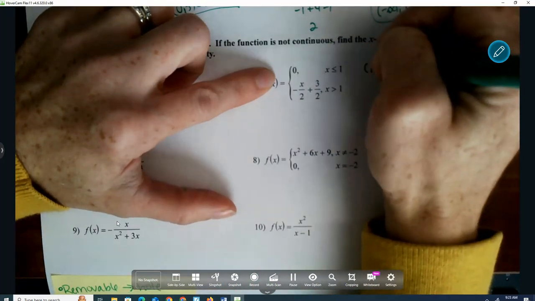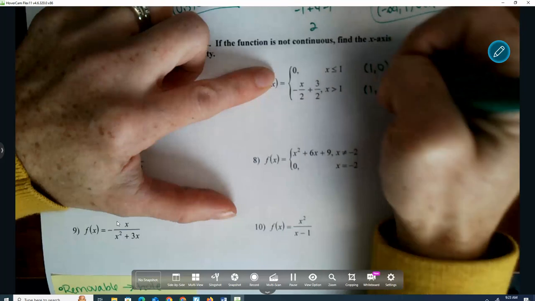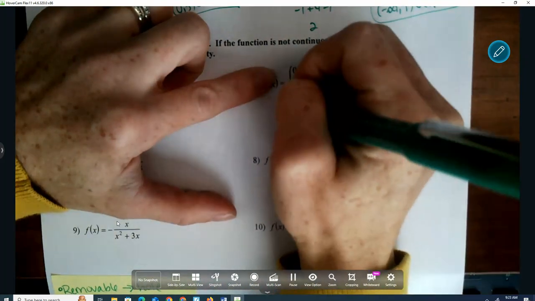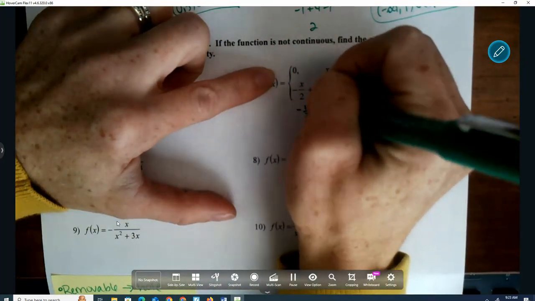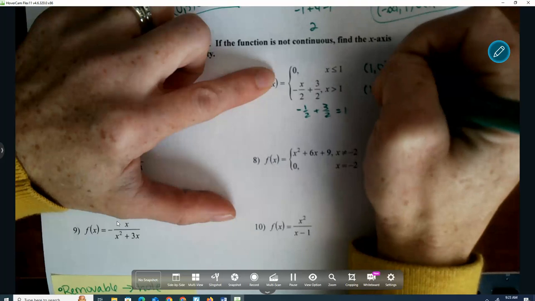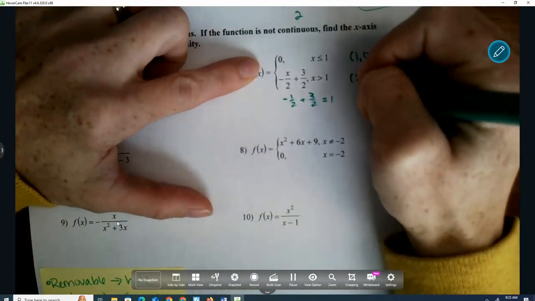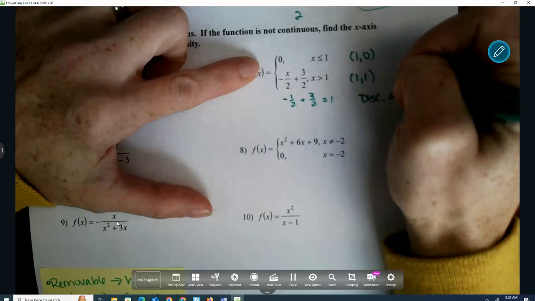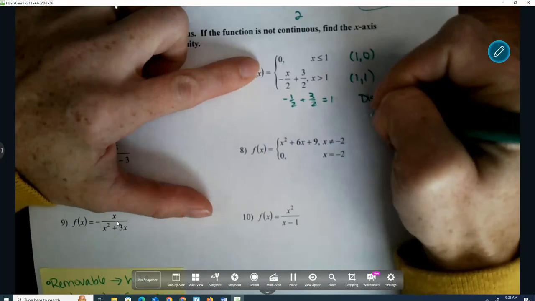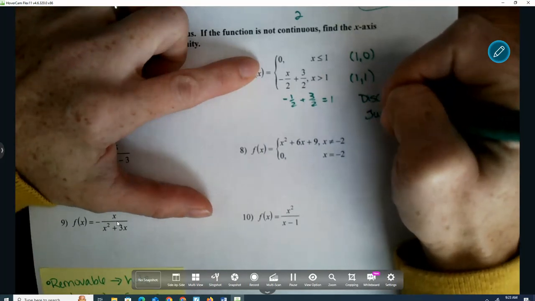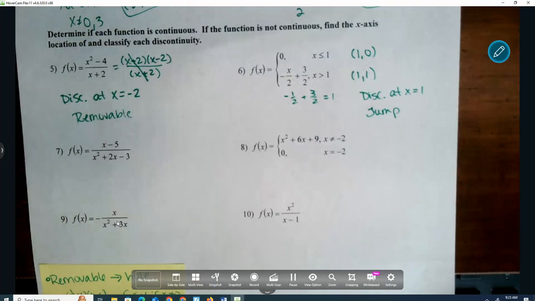The first one is the 0.10. Second one, if I put in a 1, we get negative 1/2 plus 3/2, which is 1. So that's 1, 1. So they don't match. So this is discontinuous when x is 1, and it would be a jump because you would physically jump from one piece to the next. Why don't you guys try a couple?